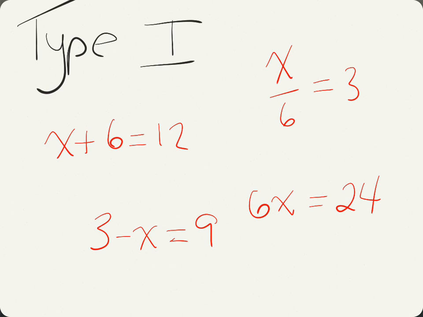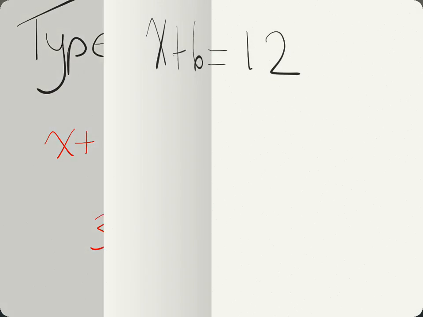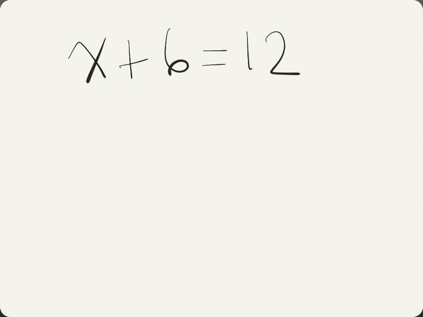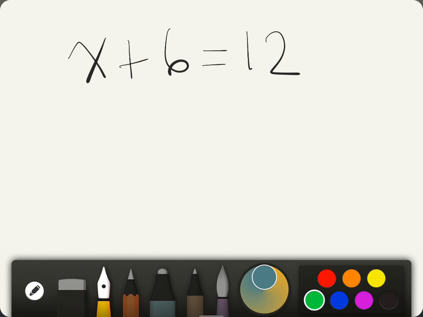Type 1 algebra is a simple one-step operation. It will either be subtract, divide, multiplication, or add. There are some other forms as well, but these are the 4 that I'm going to focus on. Our first question here is x plus 6 equals 12.